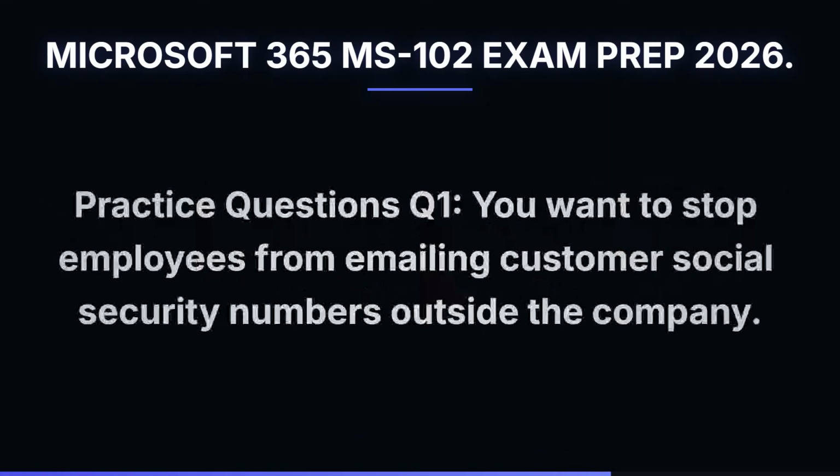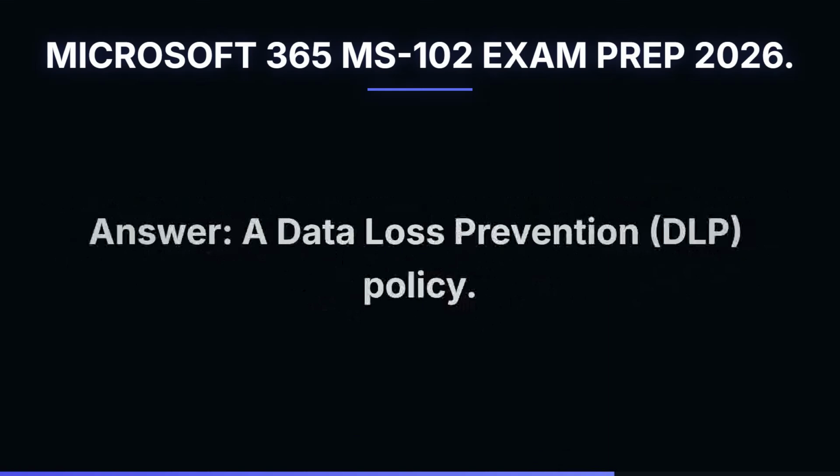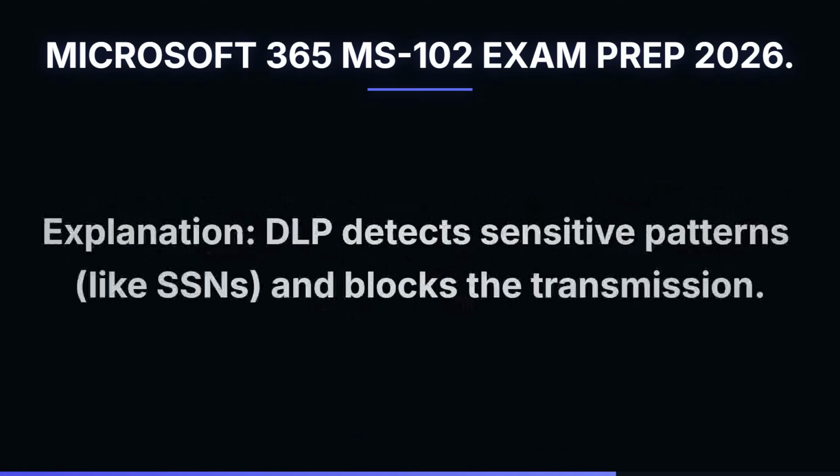Practice questions. Q1. You want to stop employees from emailing customer social security numbers outside the company. What do you create? Answer: a data loss prevention (DLP) policy. Explanation: DLP detects sensitive patterns, like SSNs, and blocks the transmission.